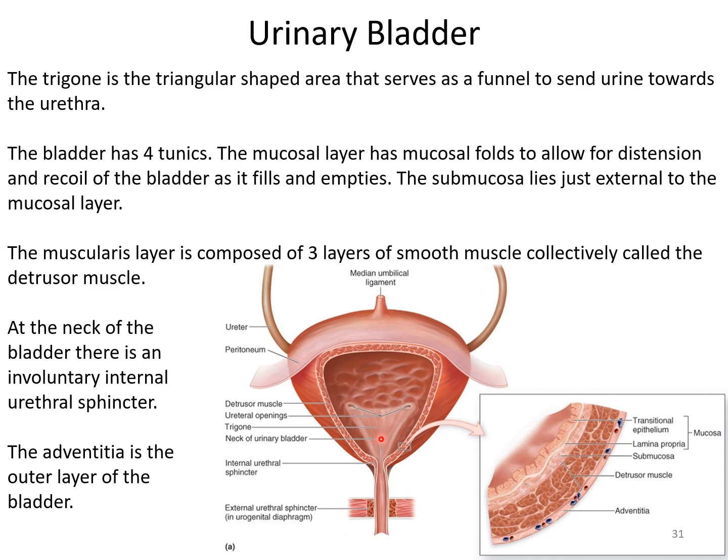So the detrusor muscle is the muscle of the bladder wall. At the neck of the bladder, there's an involuntary urethral sphincter. This is your internal urethral sphincter, so you can see that here. We've got two sphincters that regulate the passage of urine outside of the body. The internal urethral sphincter is involuntary. We do not have conscious control over that muscle. And then going back to the layers, you've got the adventitia, which is just that outermost layer.